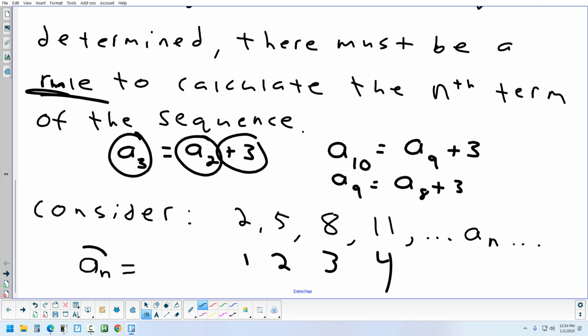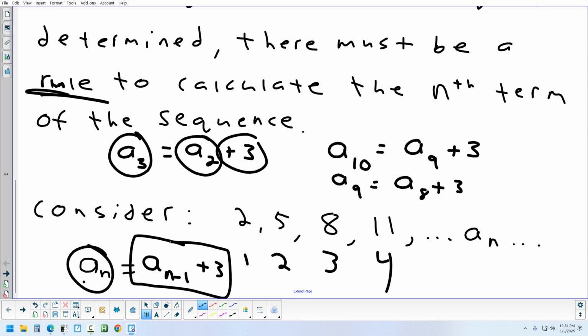So let's say we wanted to find this term. What's the one before a sub n? We don't know. A sub n minus 1. A sub n minus 1. So that is one way to do this in general: to find a term, take the one before it and add 3.